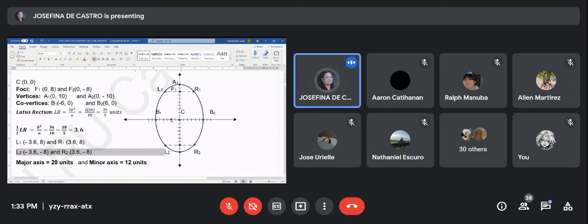1, 2, 3.5, pwede naman pala. 3.5 ito, in-approximate ko to sa 3.5. 1, 2, 3.5. And then, positive 8. Ayun. 1, 2, 3.5. And then, ito siya. Major axis, 20 units. Minor axis, 12 units.